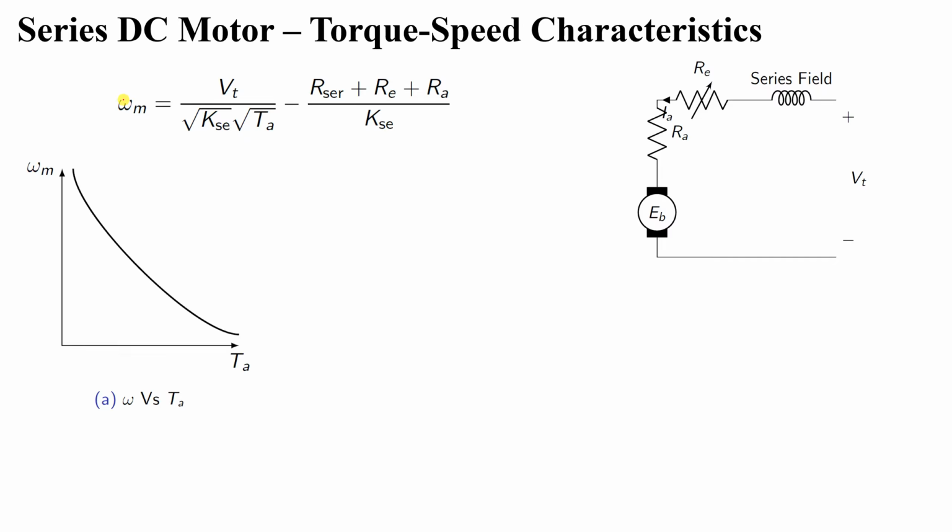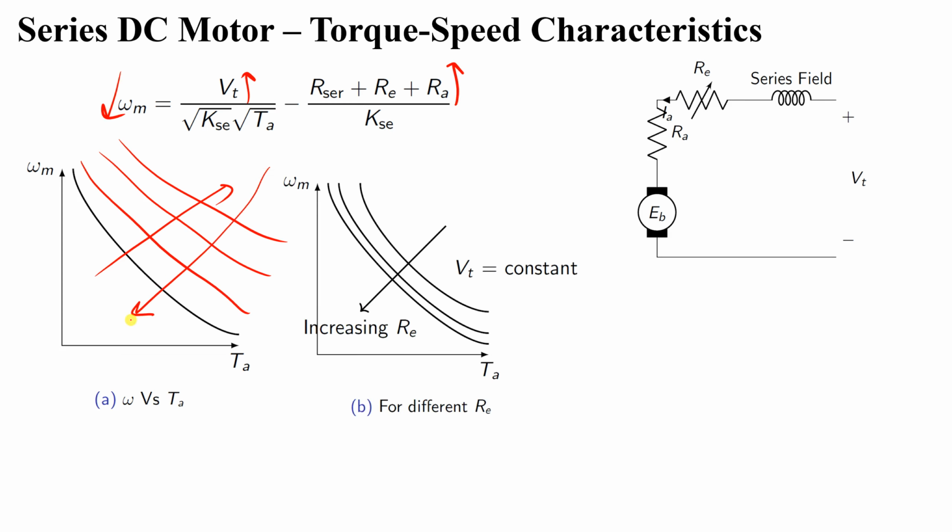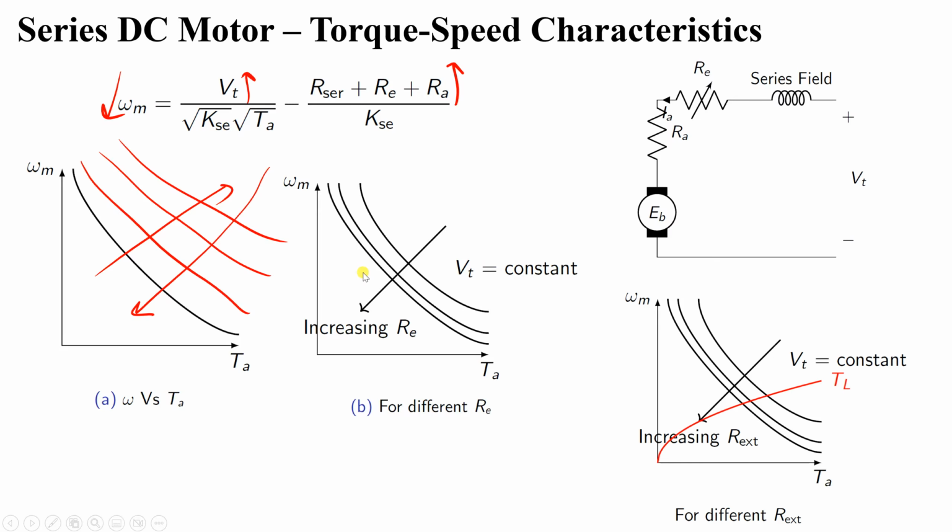Now, what will happen if I increase V terminal? By changing V terminal, it will be like this. It will go up, right, like this. As V terminal increases, omega will go up. What about resistance? As our variable resistance increases, omega will go down. So it will be in the opposite direction, like this. As you can see, by increasing resistance, our curve will go down. And also by increasing V terminal, you will see that it will go up.